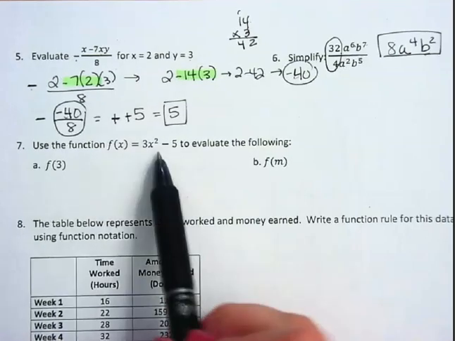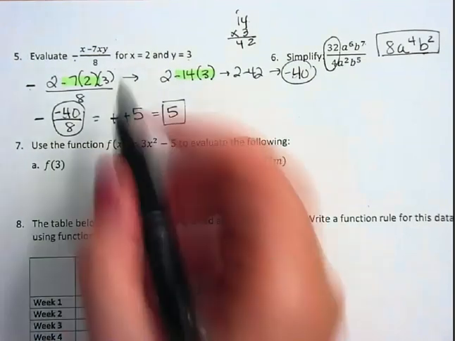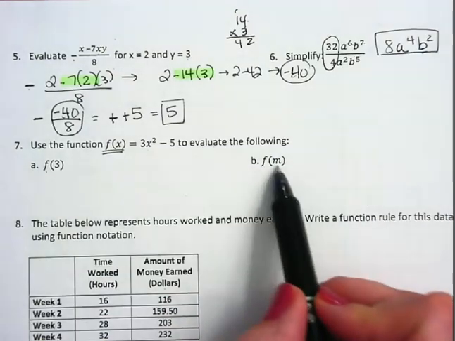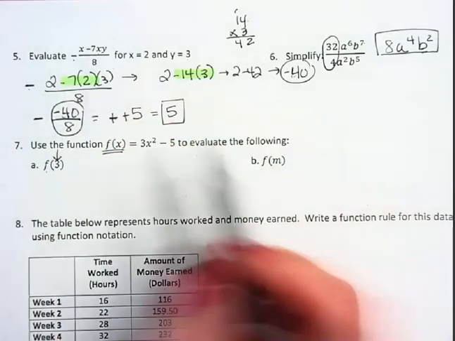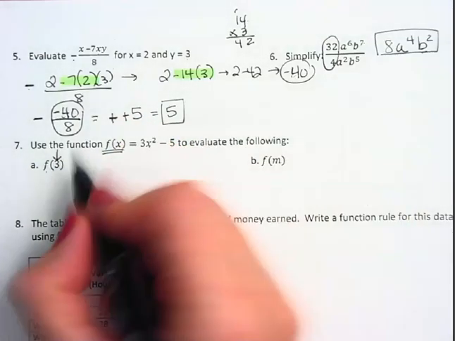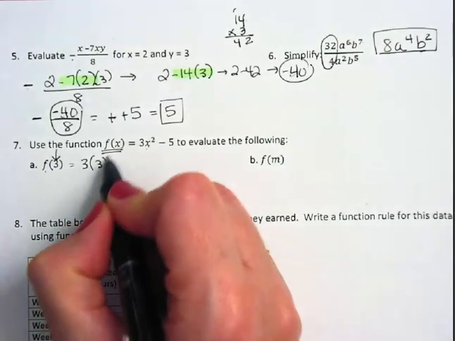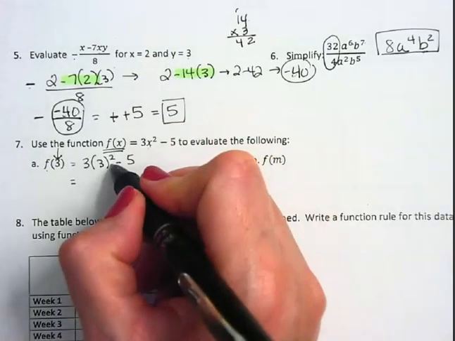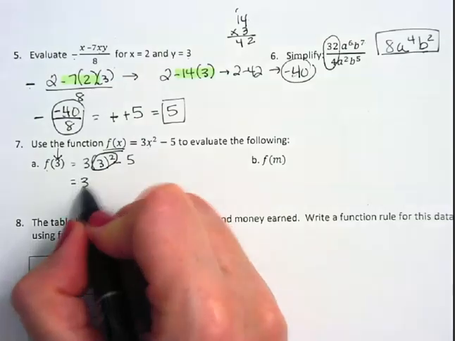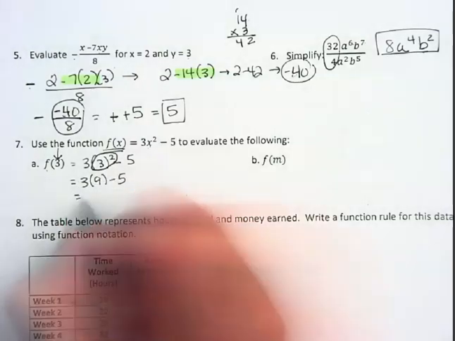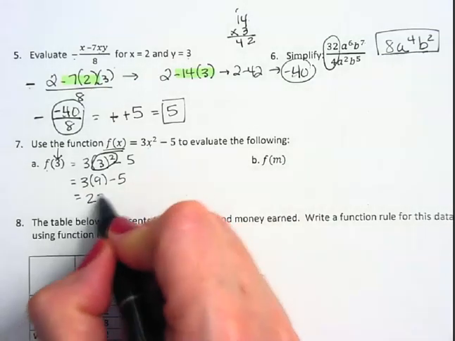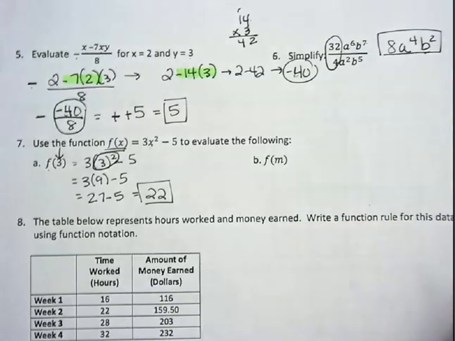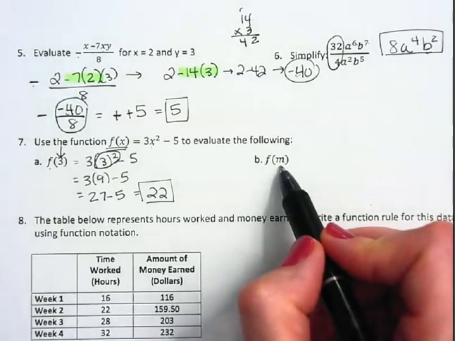For number 7, we have an expression in function notation. That's the f of x right there is function notation. And I'm being asked to find f of 3 and then f of m. So whatever's in the parentheses is what you're plugging in for the variable. So this equals 3 times 3 squared minus 5. Follow my order of operations and do the 3 squared first. That's 9. And then now do multiplication. That's 27. And now do subtraction. It is 22.